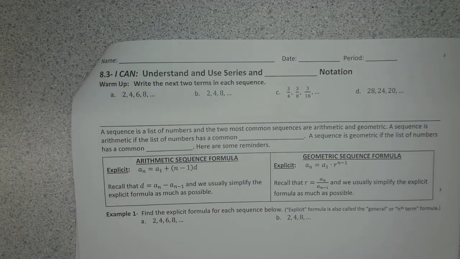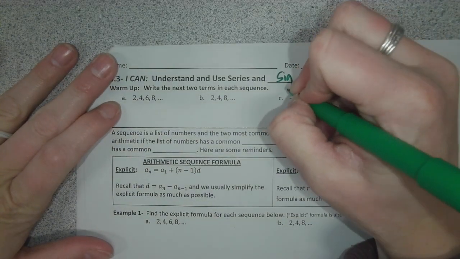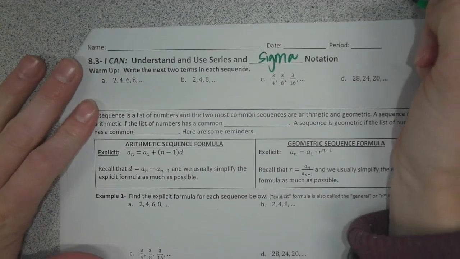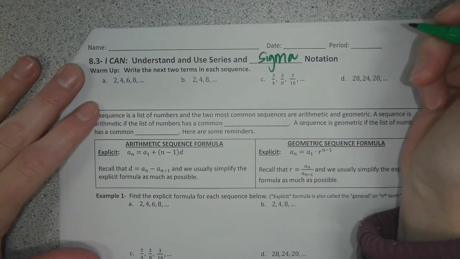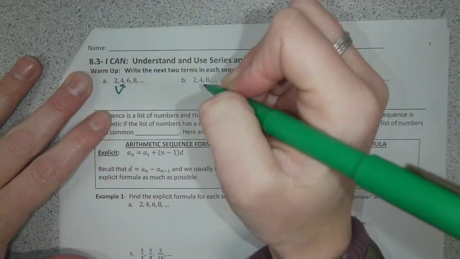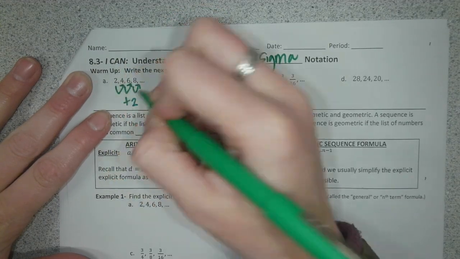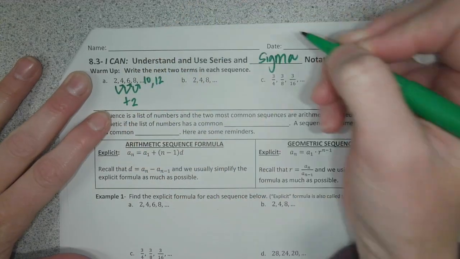Alright guys, so today we are understanding series and sigma notation. So basically we're going to look at some sequences and then we're going to do some math. Okay, so to go from 2 to 4, 4 to 6, 6 to 8, we are adding by 2 each time. So my next two terms would be 10 and 12.